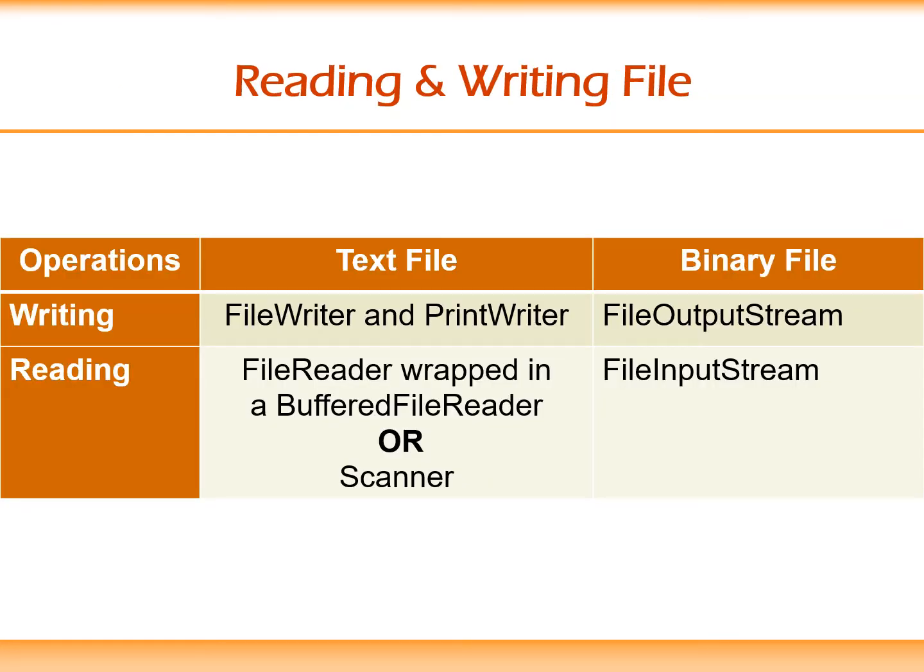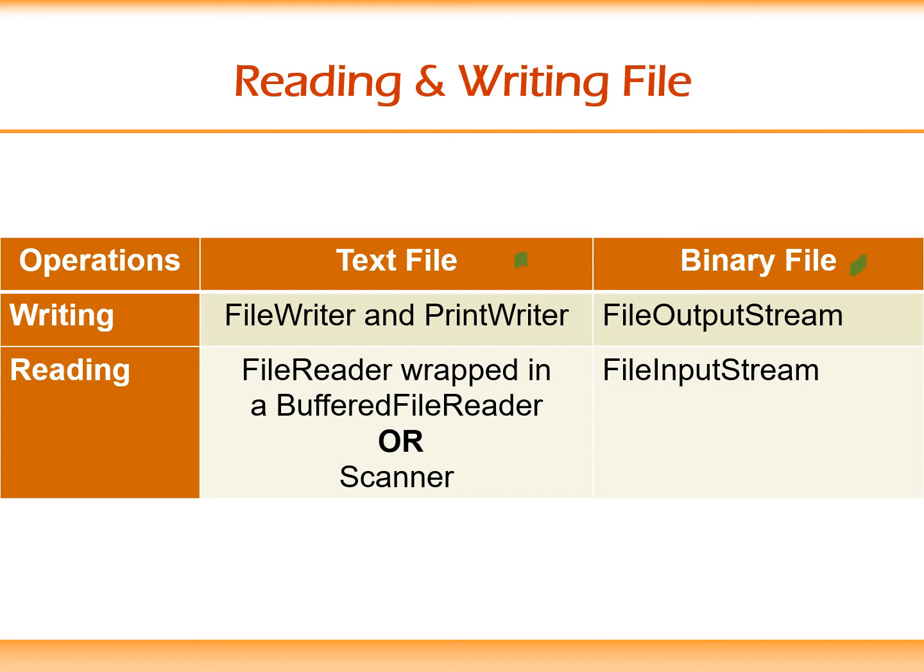Alright, so let's have a look. How do you actually read and write to a file? Mentioned to you just now, there are two types of files. One is a text file, one is a binary file. If you are using a text file, this is the object that you need to create. If you want to write, you need to use file writer and print writer.